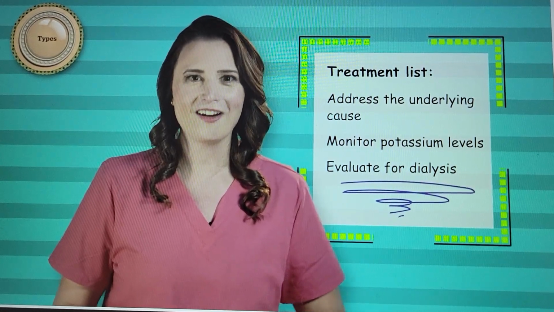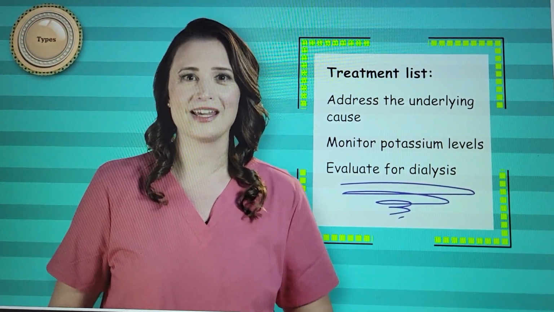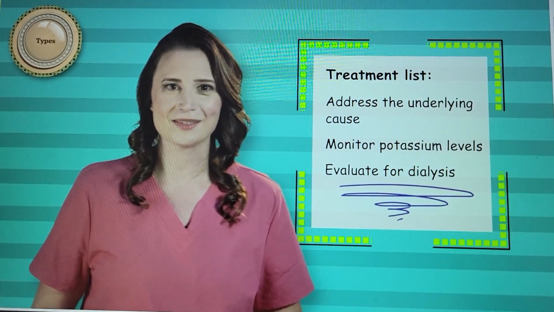The second reason is an excessive accumulation of acid from either lactic acidosis, diabetic ketoacidosis, kidney failure, or starvation. This patient could have a headache, confusion, and increased respiratory rate and depth to compensate. They could go into shock if their pH drops below 7. Treatment is to address the underlying cause, follow potassium levels closely, and evaluate the patient for dialysis.